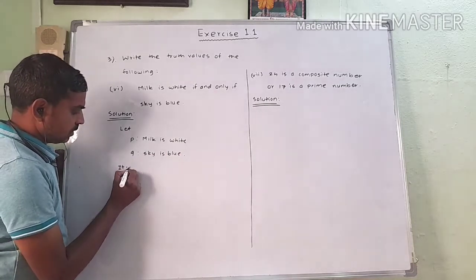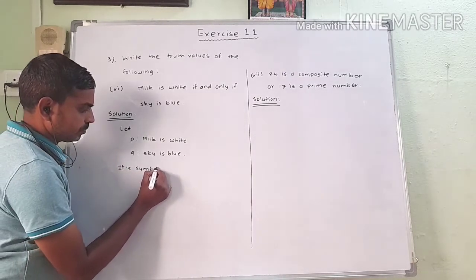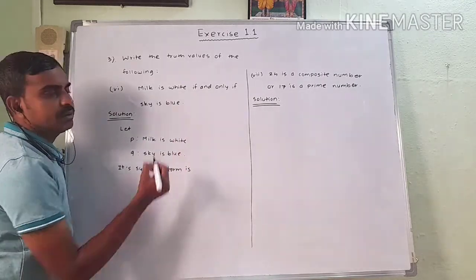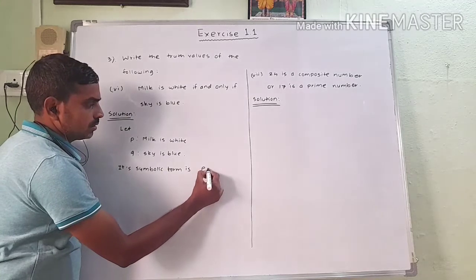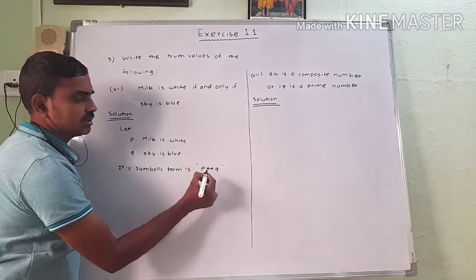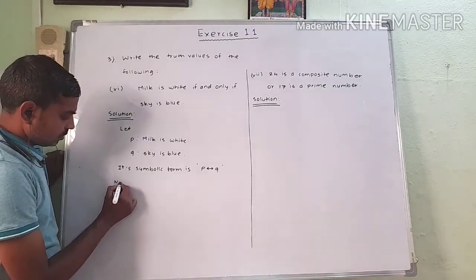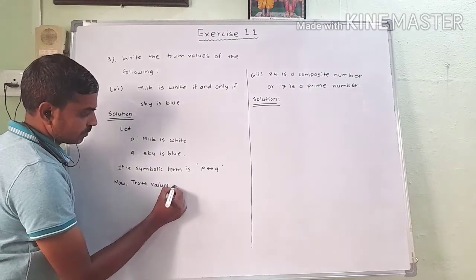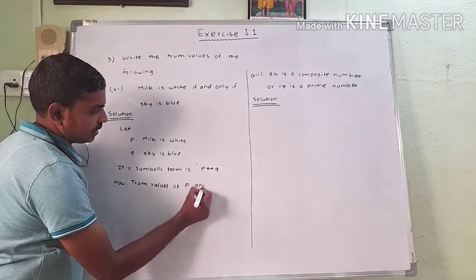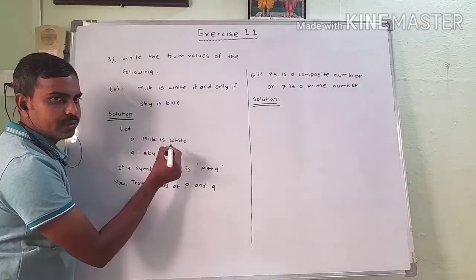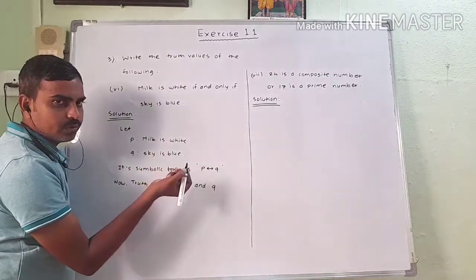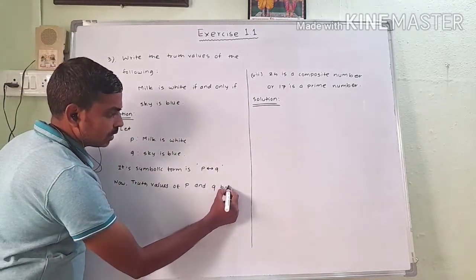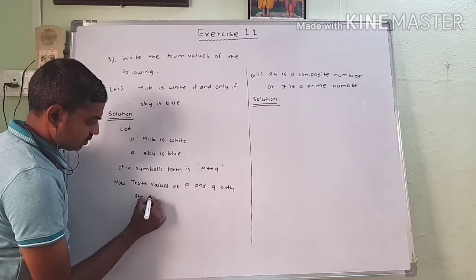Now its symbolic form. What is the connective here? If and only if, which means biconditional. P double implies Q is its symbolic form. Now the truth values of P and Q. Milk is always white in color, and the sky is also blue, this is a universal truth, therefore the truth values of P and Q both are capital T.